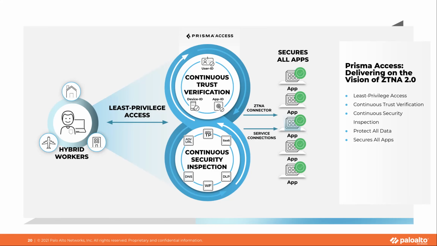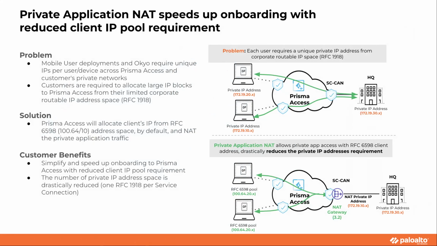So moving to the next slide and talking about the other innovation that we are bringing to the market, which is private application NAT. Today, when you have a mobile user deployment, you have to provide IP address space to access private applications. That IP address space has to be corporate, routable IP space from the GP agent all the way to your private applications. So you have to share that space. The issue is sometimes customers who have a large scale might not have those IP addresses available, even though they're private IP.